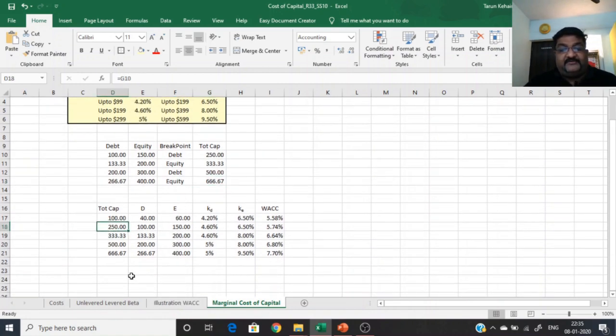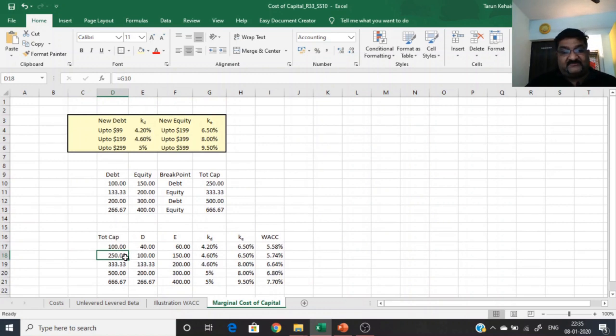What we are going to do is find out the weighted average cost of capital for 5 different capital structures: 100, 250. 100 is basically, if the total capital is 100, the debt has got to be 40 and the equity has got to be 60. So you are in the first slab. Then the first break point, total capital 250. Second break point, total capital 333. Third break point, total capital 500. Fourth break point, total capital 666.67.